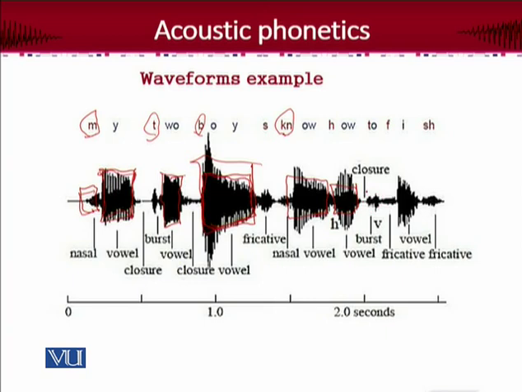And then there is closure, and by closure, yes, we know that this is a stop. So the air passage is completely closed here. And you can also see how the fricative sounds like sh, what sort of properties they have. Okay, so the point is that within acoustics, we study sounds with their physical properties for distinguishing among sounds, and then also to study their various properties which are required for further descriptions.